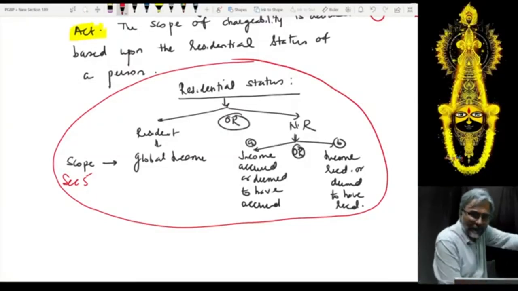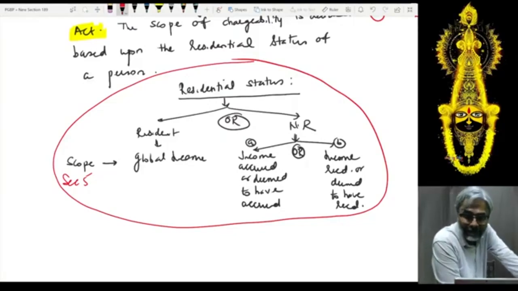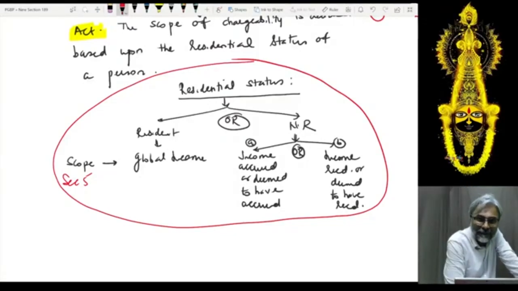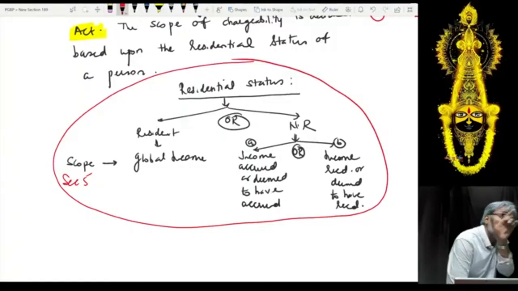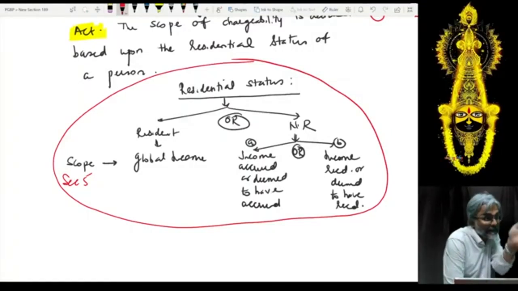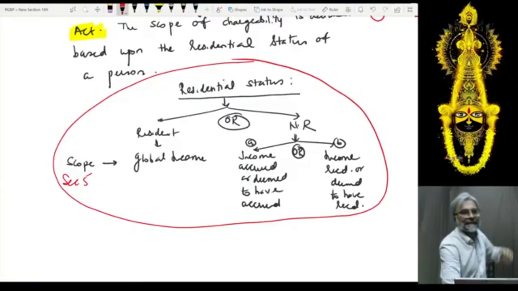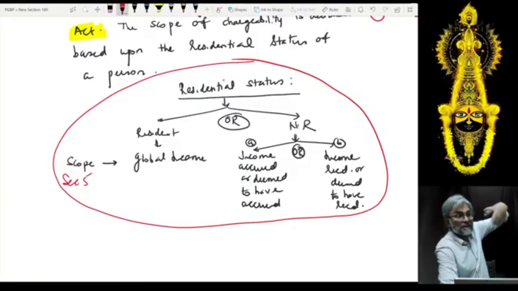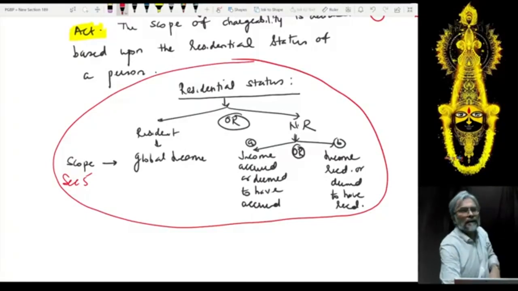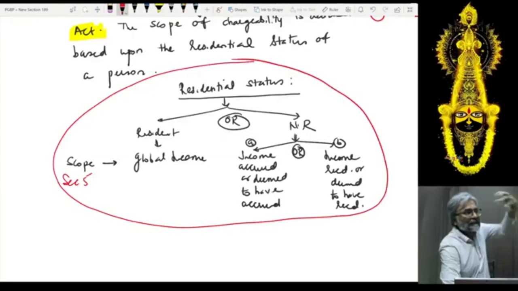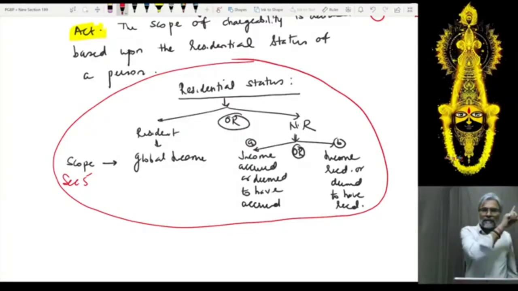See, in IDT there is no residential status. There is no resident or non-resident concept, because in income tax law, the tax is on the total income of a person. The person can be a resident or a non-resident. It is a personal tax, and hence the emphasis is on the person, on who you are: are you a resident or a non-resident? So income tax law is a tax on the total income of a person. It's a personal tax. IDT is not a personal tax.